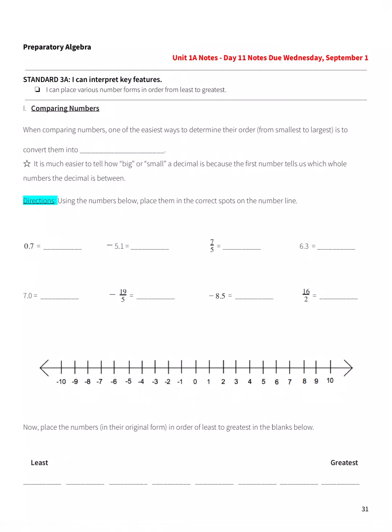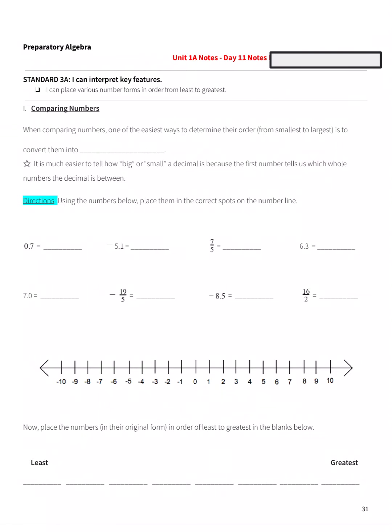These are your Unit 1A Day 11 notes. In this video, you are going to practice ordering integers on a number line. In order to do this accurately, you are going to have to convert fractions to decimals and think about what we learned at the beginning of this unit about the value of positive and negative numbers.